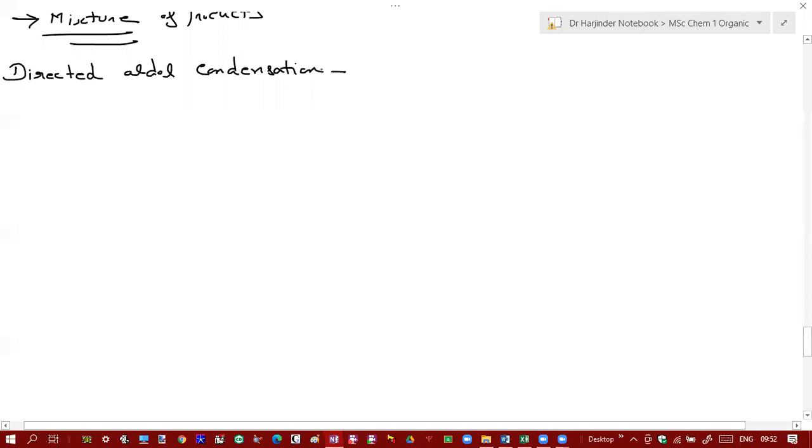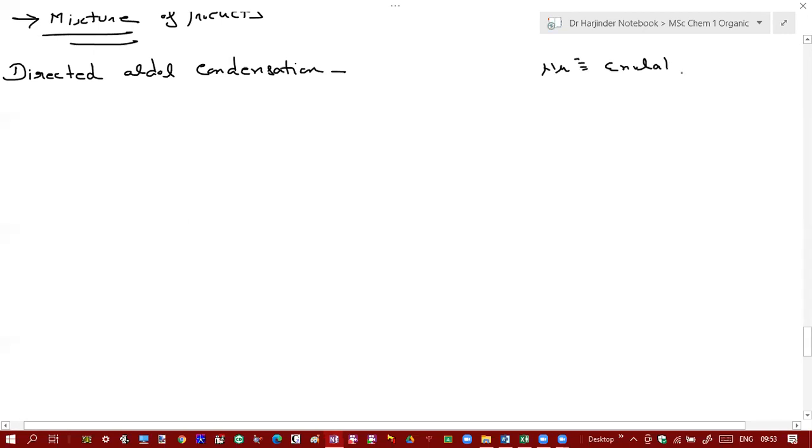Removal of H positive ion, using base. Yes, removal of the alpha hydrogen from the carbonyl compound in presence of base. And we have already seen that the nucleophile is basically your enolate.